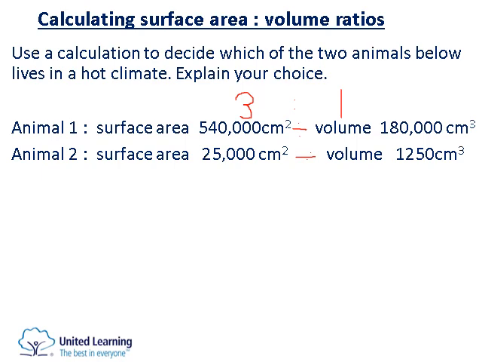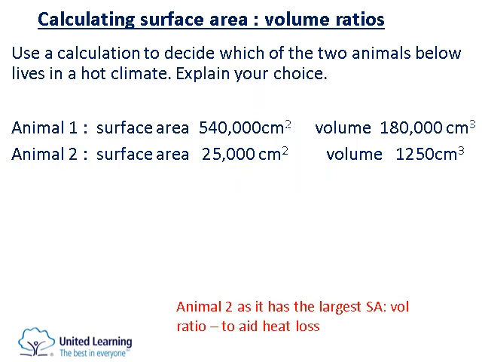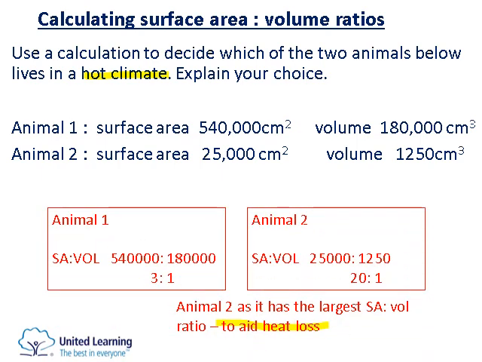So you should have got 20, and then your ratio 20:1. So which one has a larger surface area to volume ratio? Animal 2 has a larger surface area to volume ratio. So that's good because a large surface area to volume ratio aids heat loss, and we're looking for the animal that lives in a hot climate. So they need to lose heat in a hot climate, so we know it must be animal number 2.